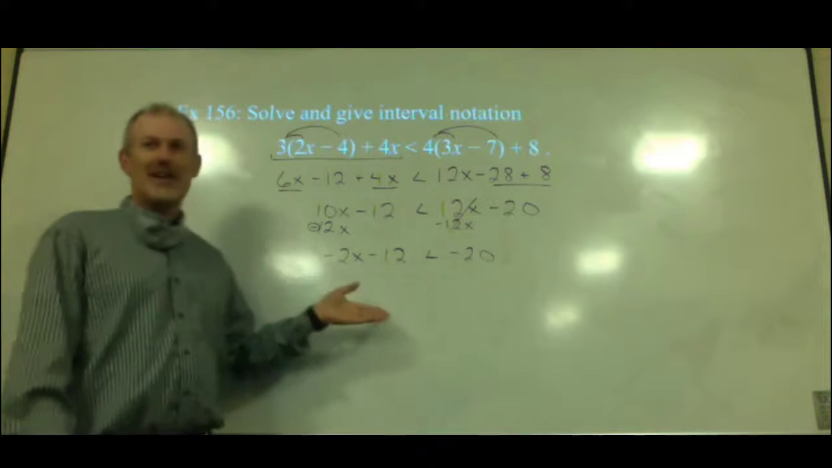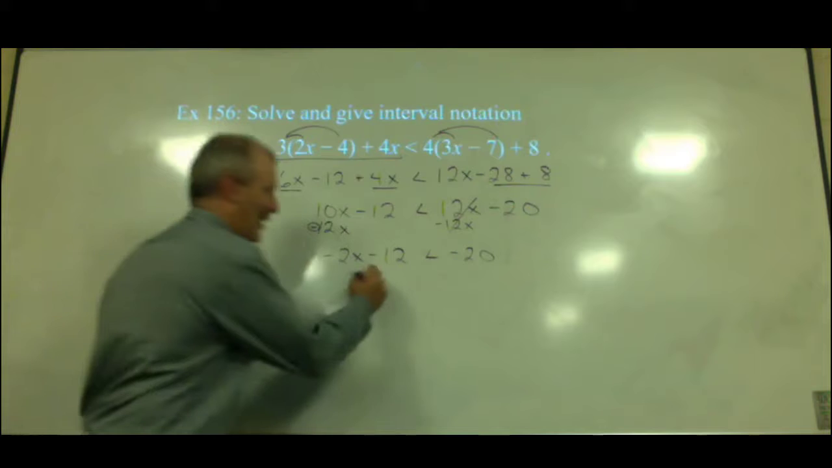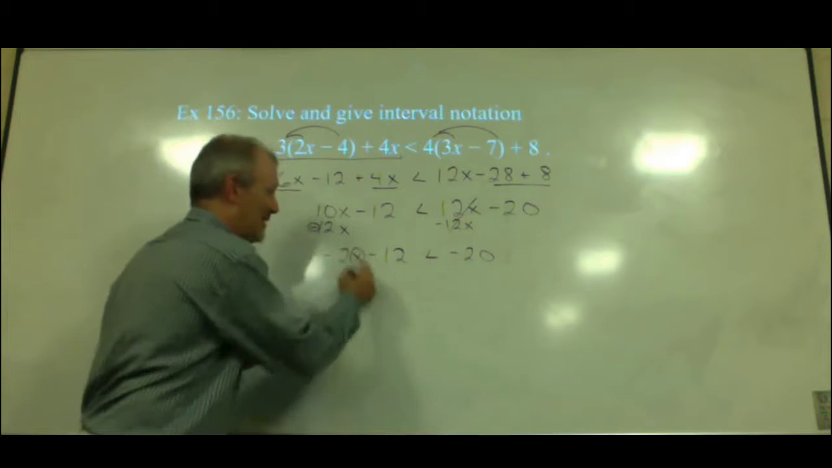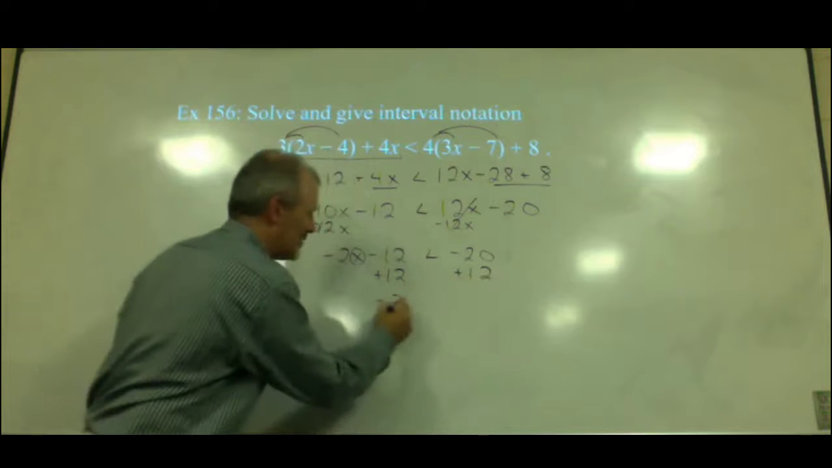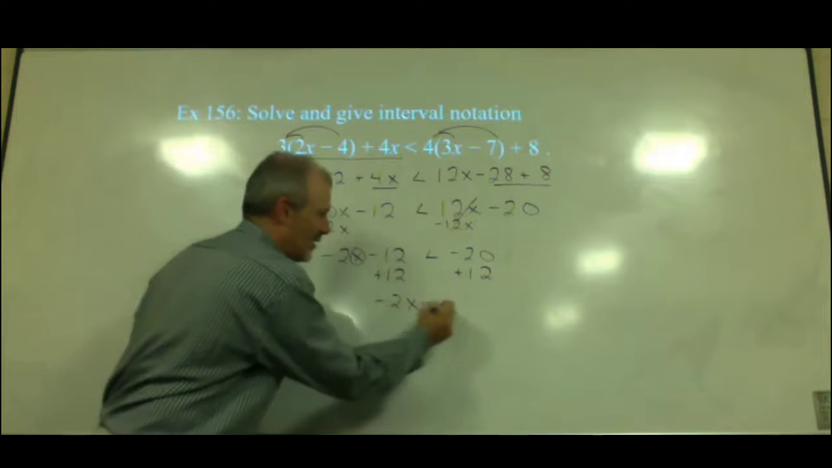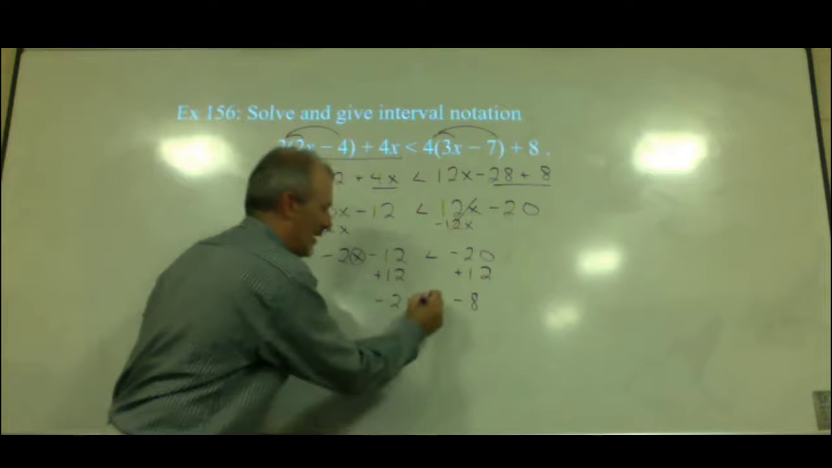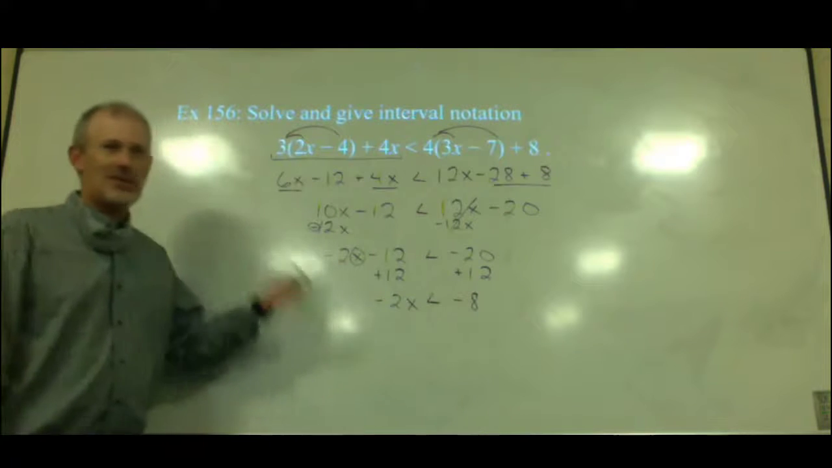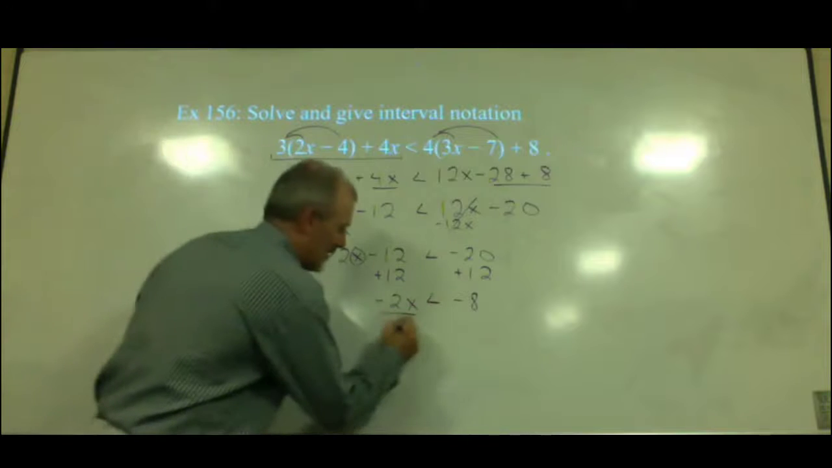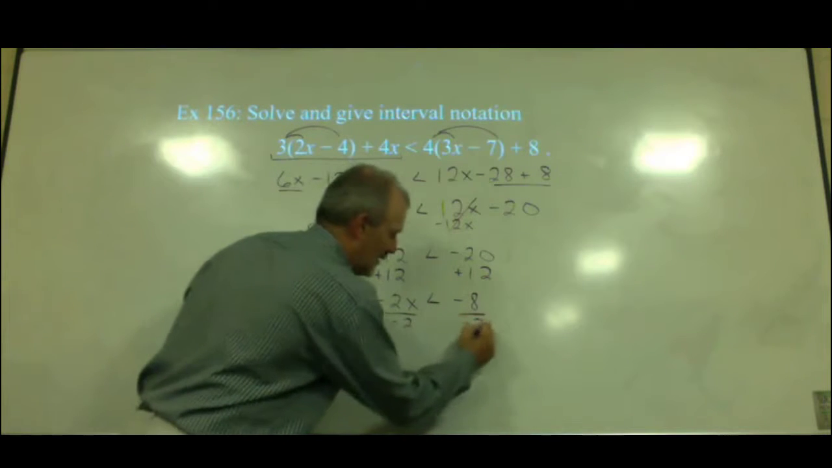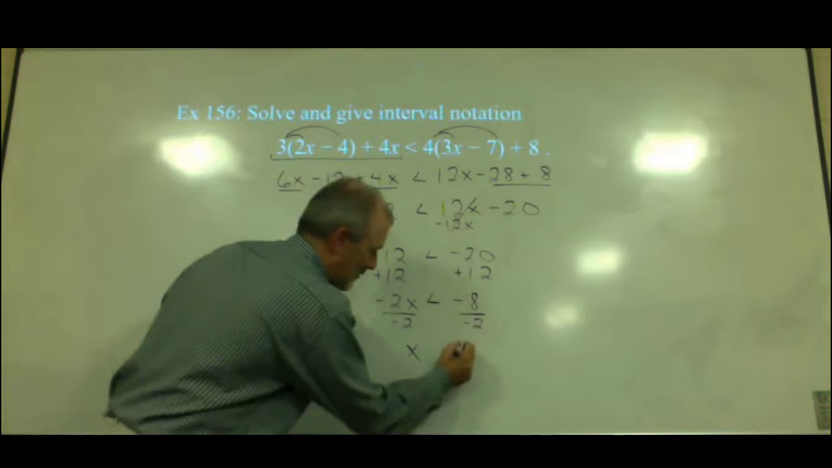So what do we have to do next? Add 12, sorry. We're trying to get this by itself, so add 12. If we add 12 to both sides, do we have to change the signs? No. So this is going to be -8, and that's still less than. And then what's the last step that we have to do to get this x by itself? Divide by -2. And this gives us x, and this gives us 4.